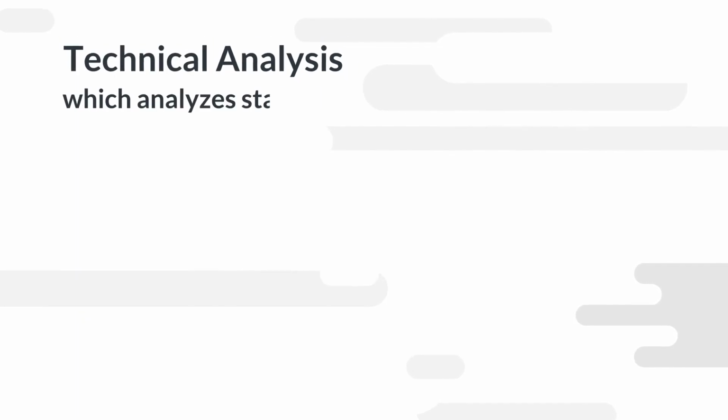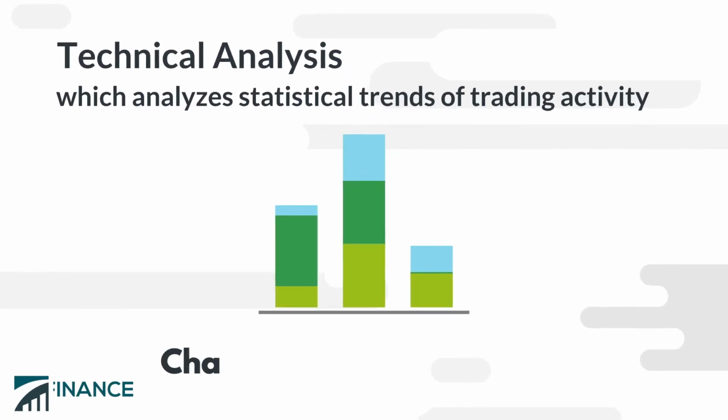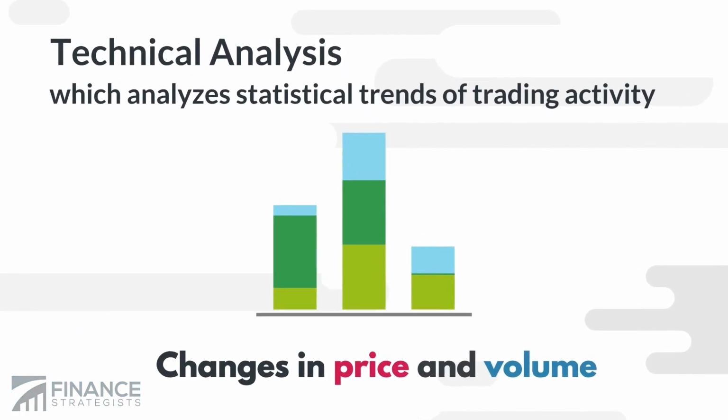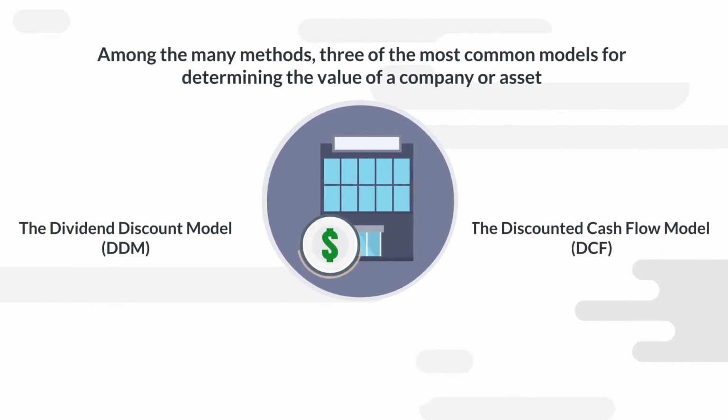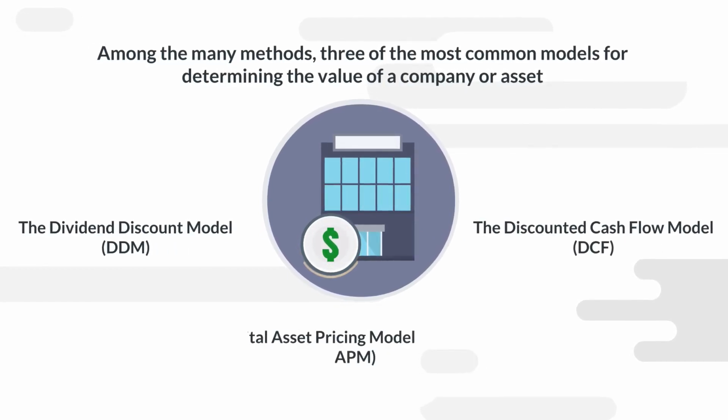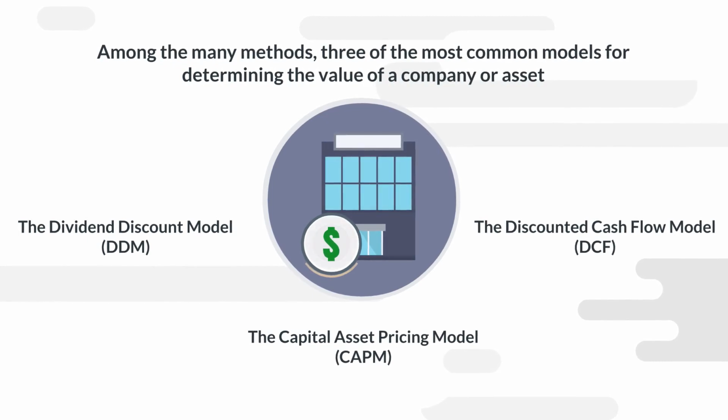This stands in contrast with technical analysis, which analyzes statistical trends of trading activity such as changes in price and volume. Among the many methods, three of the most common models for determining the value of a company or asset are the dividend discount model, the discounted cash flow model, and the capital asset pricing model.